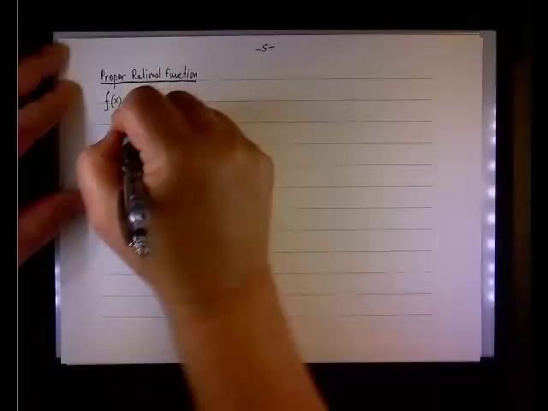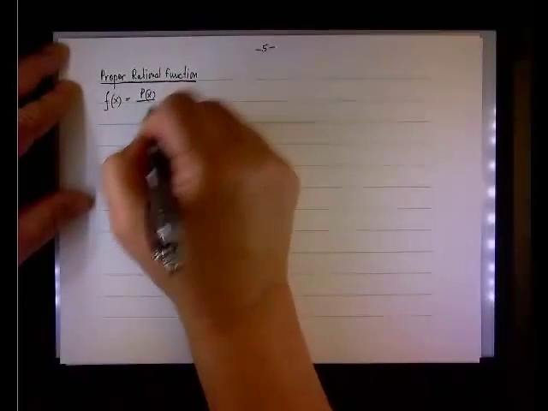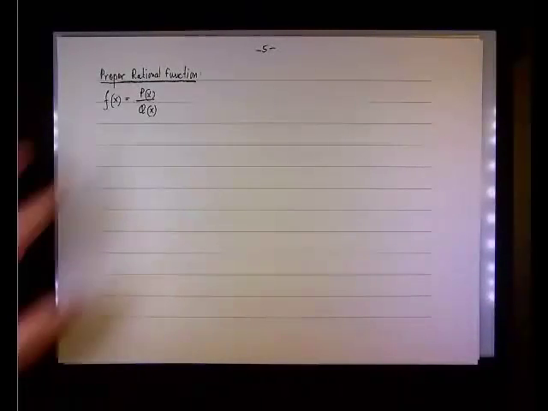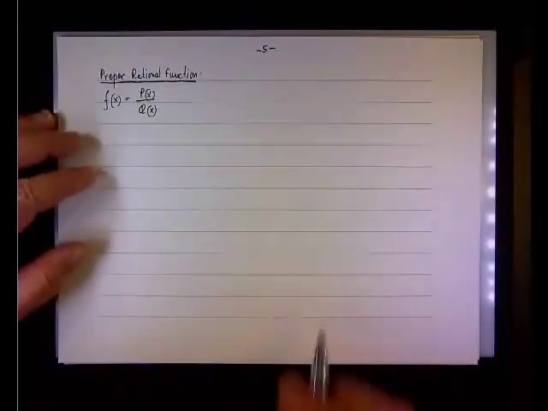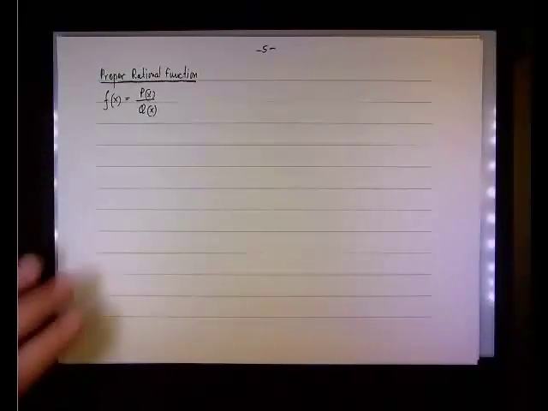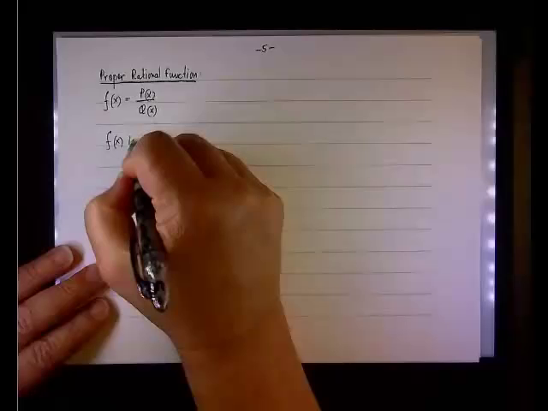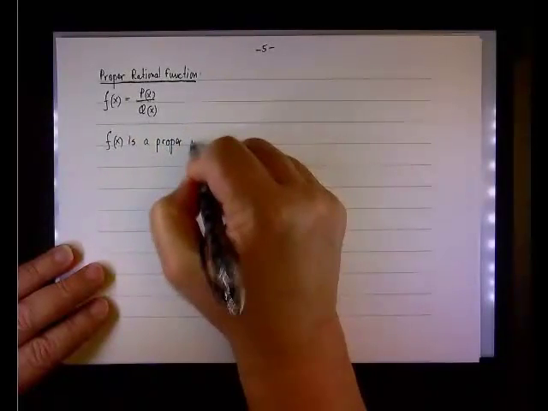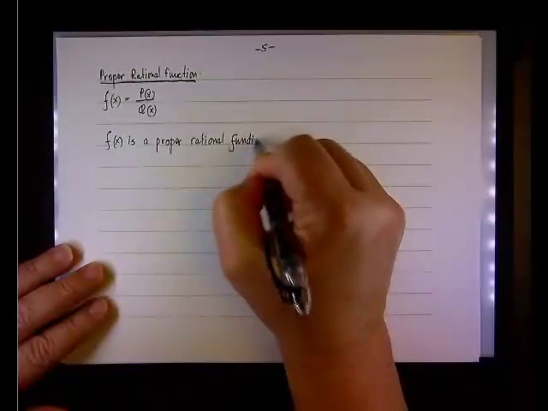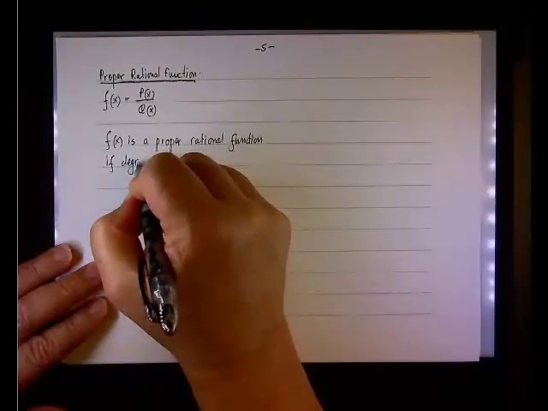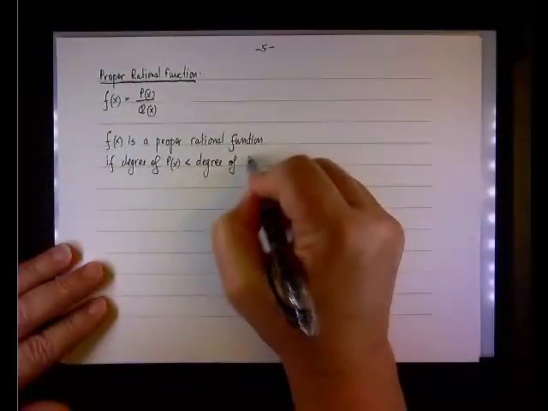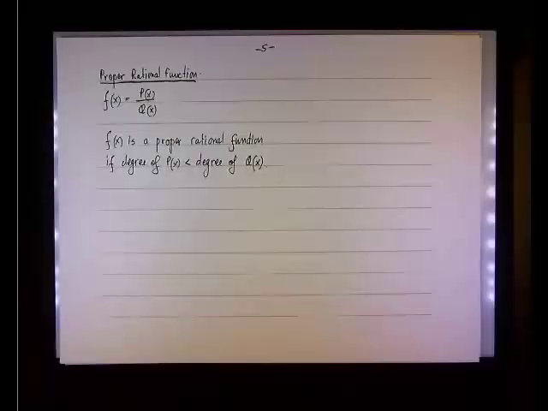A rational function f of x is a ratio between two polynomials. The numerator, let's call it p of x, and the denominator q of x. And p of x is a polynomial of a certain degree, and q of x is a polynomial of another degree. We're going to say that f of x is a proper rational function if the degree of p of x is less than the degree of q of x. That's the definition.